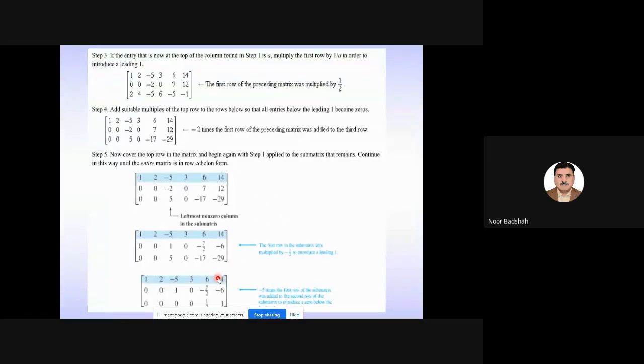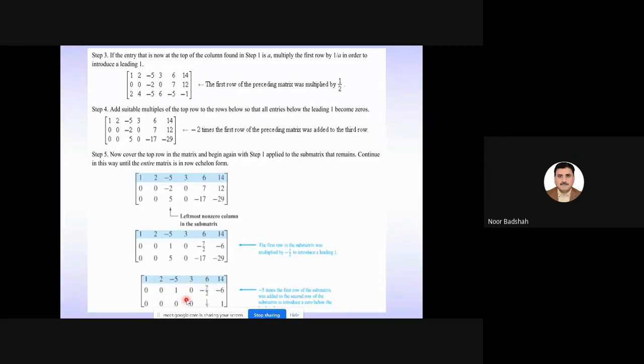Right? So you see this one. Now next time you need to make this one 0. And that can be done by making this one 1 first, dividing by minus 2, and then subtracting it 5 times from it to get this 0. So this is the echelon form now.